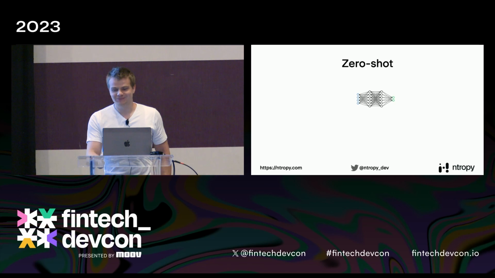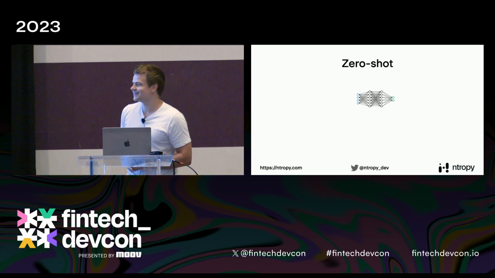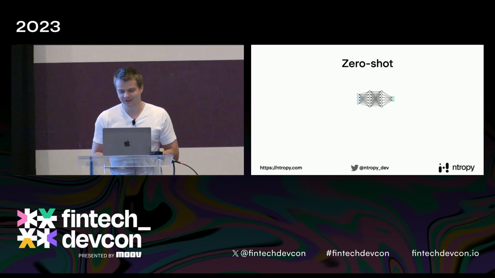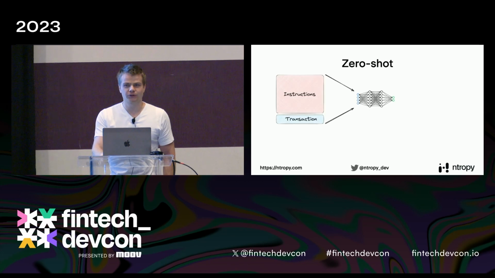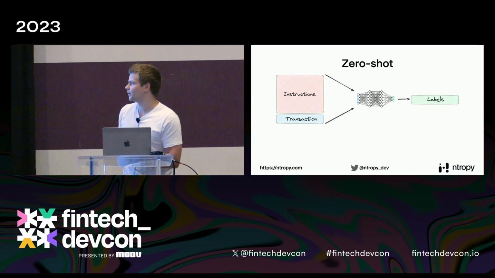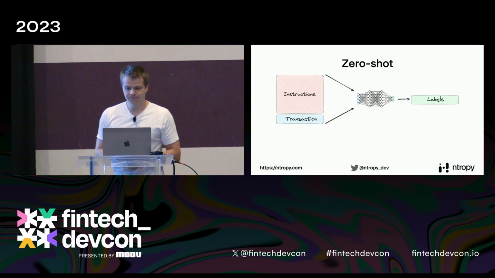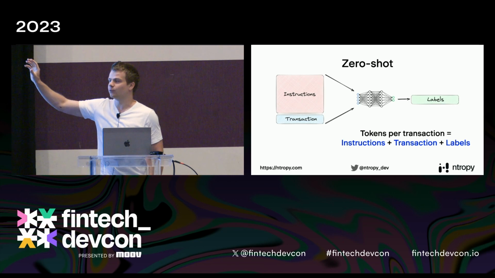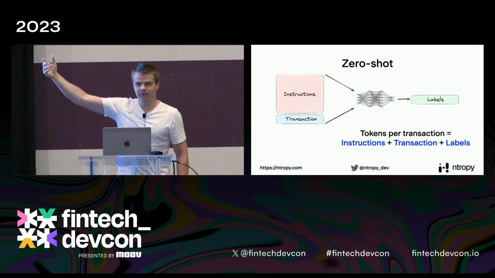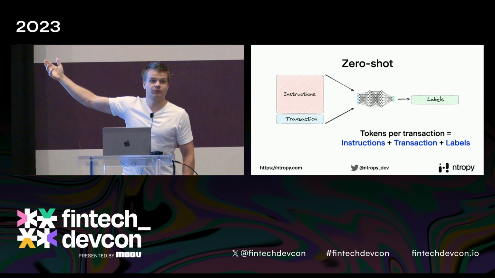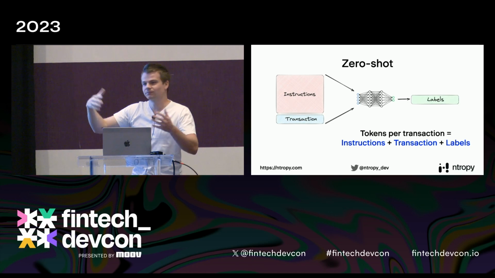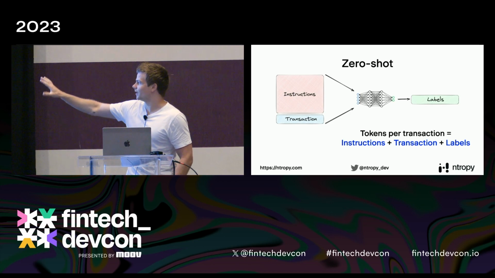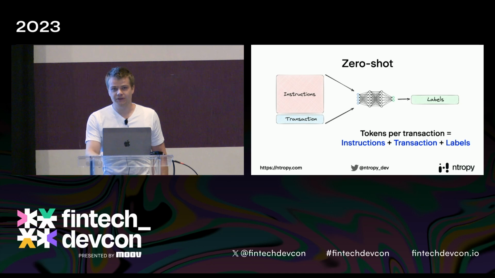All right, zero shot. I guess everyone in this room has tried some zero shot predictions using ChatGPT, Anthropic's models, or something else. You can put a transaction in with some instructions, and then you get some labels. You can sometimes get multiple labels or one label, however you want to put it. Our tokens per transaction here are the tokens spent on the instructions, the tokens defining our transaction, and the tokens in the output of the model. We're paying for both, sometimes slightly different, but approximately the same ballpark. So it's the sum of all those three.